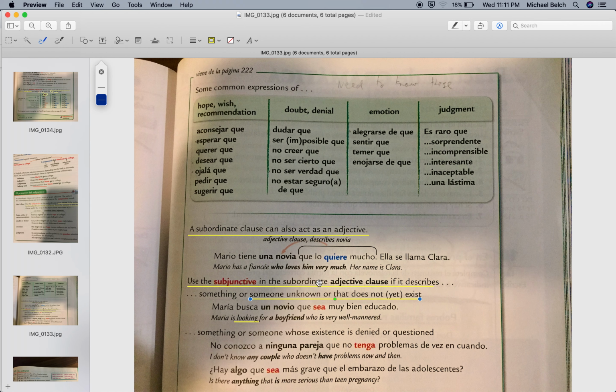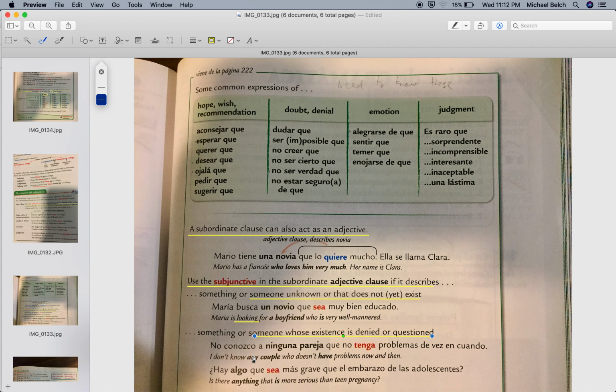The second subordinate clause describes the first clause, but we're talking about something unknown or that doesn't exist or possibly doesn't exist. Second one, very related. Use the subjunctive in the subordinate adjective clause if the subordinate adjective clause describes, here we go, number 2, something or someone whose existence is denied or questioned. Okay, we're not sure about the existence of this person.